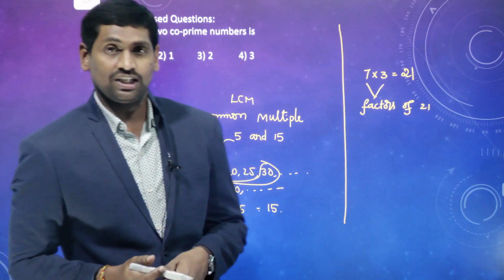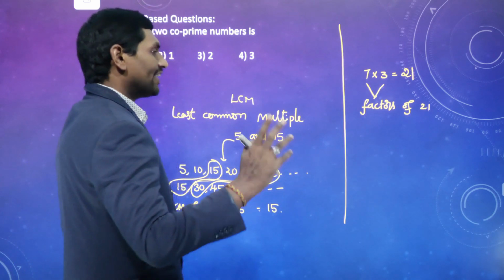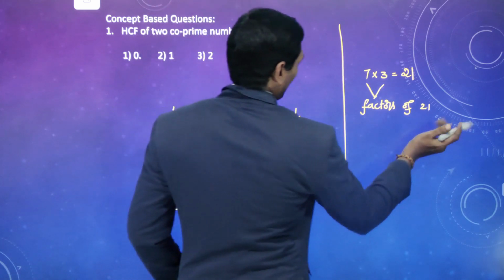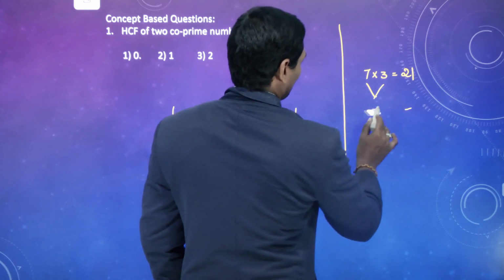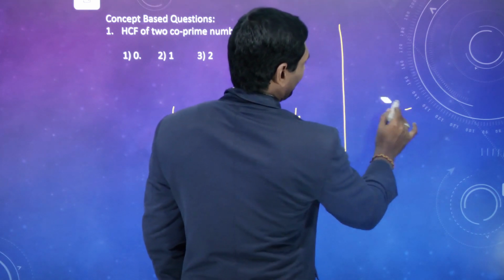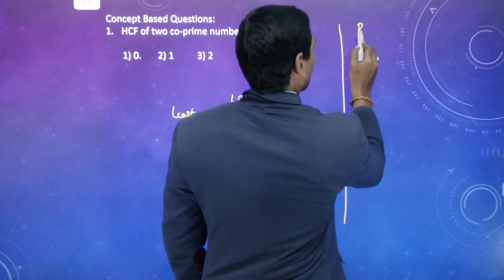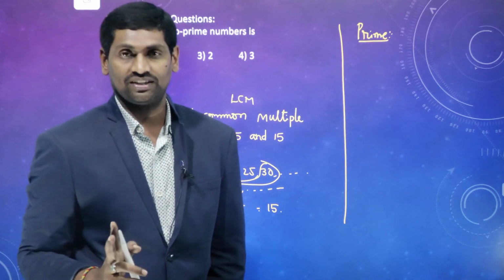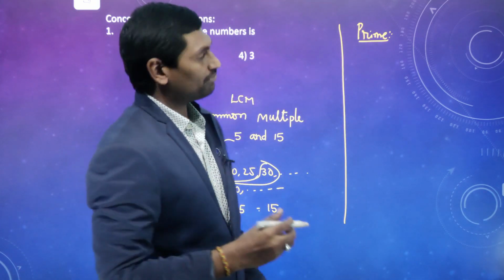Okay. I know that you all have awareness about what prime numbers are and what composite numbers are, right? Now, let me discuss what a prime number is. A prime number is a number having exactly two factors. What are the two factors? 1 and itself. Such numbers are called prime numbers.